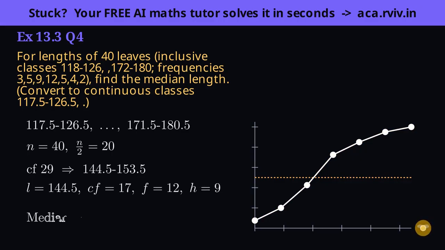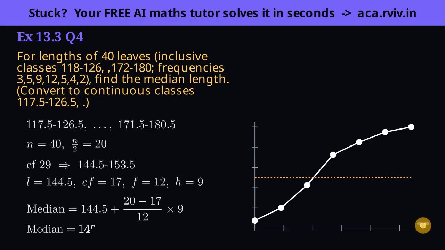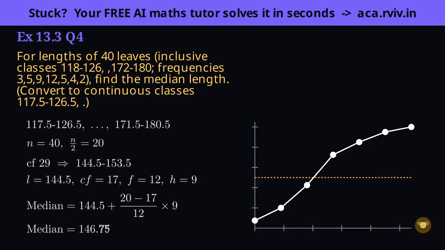Substitute. With 3 readings past 17 into a class of 12, so we step 3/12 of the width in. 3 over 12 of 9 is 2.25, so the median length is 146.75 millimeters.